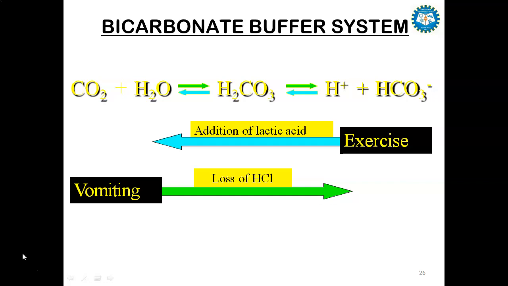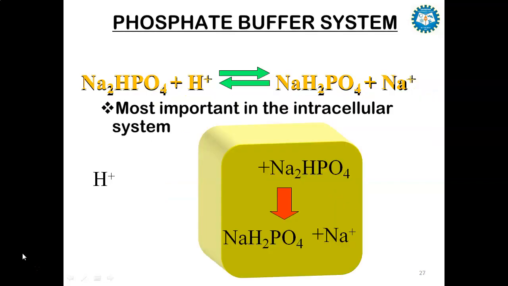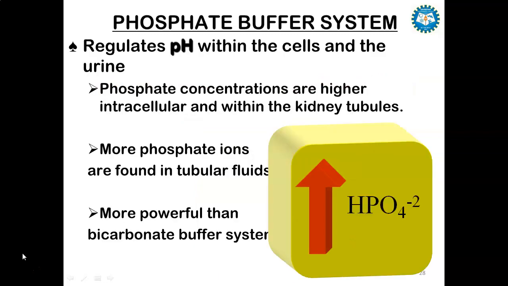CO2 plus H2O will give H2CO3, that is hydrogen ion and bicarbonate, where the addition of lactic acid occurs with exercise, and loss of HCl occurs with vomiting. The phosphate buffer system is most important in the intracellular system, where the hydrogen ion will be reduced. Phosphate buffer also regulates with the urine, in the concentration within the kidney tubule, where more phosphate ions are found in tubular fluids, making it more powerful than the bicarbonate buffer system.